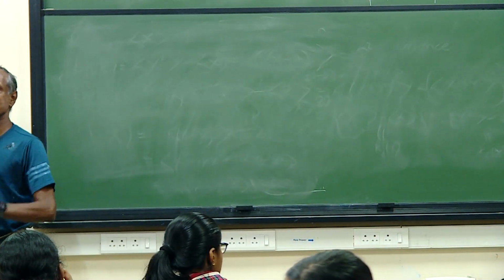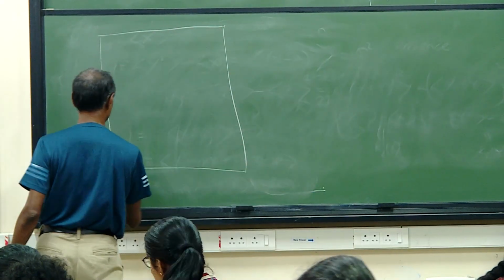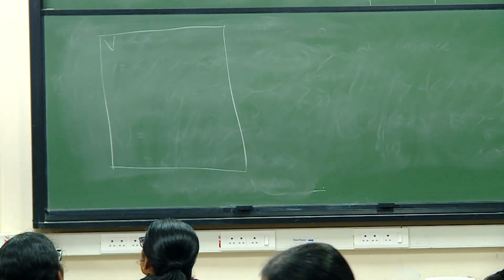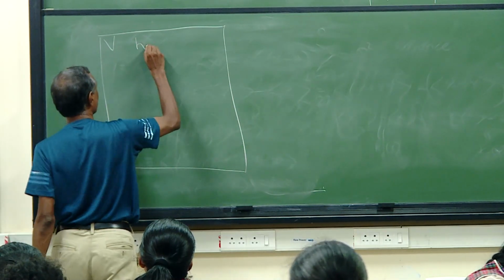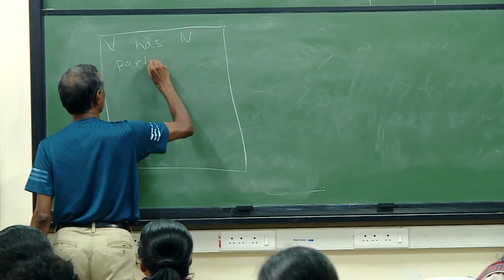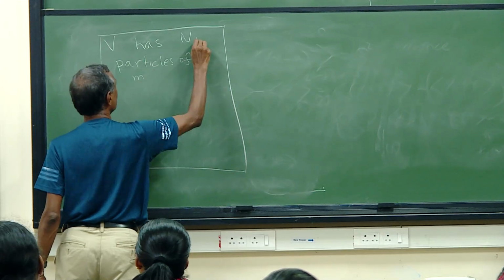And the physics problem I'll state as follows. I have a large volume V. It's a big volume. Shape is not important. It has n particles of identical mass.